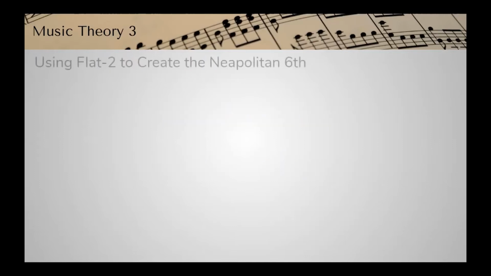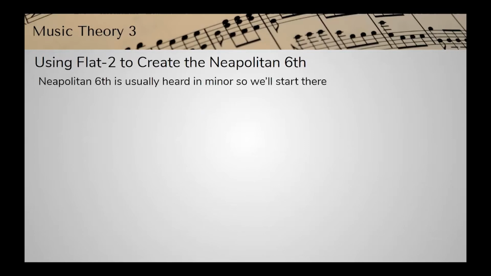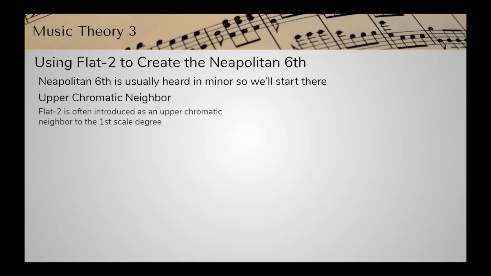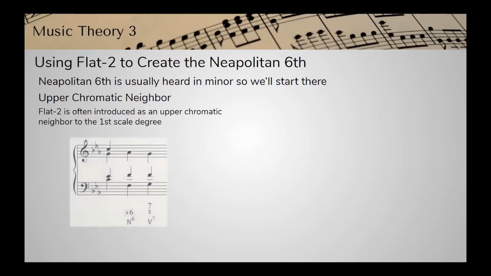So the same thing applies when you're creating a Neapolitan sixth chord. Okay? So they're usually heard in a minor key, so we'll start there. So here are some techniques for introducing the flat 2 into the music that you're writing. So one way to do it is just like the borrowed notes, you can use it as a chromatic upper neighbor to the first scale degree. So the lowered second is obviously only a half step above the first scale degree, so we can introduce that easily by using it as an upper neighbor to that first scale degree.